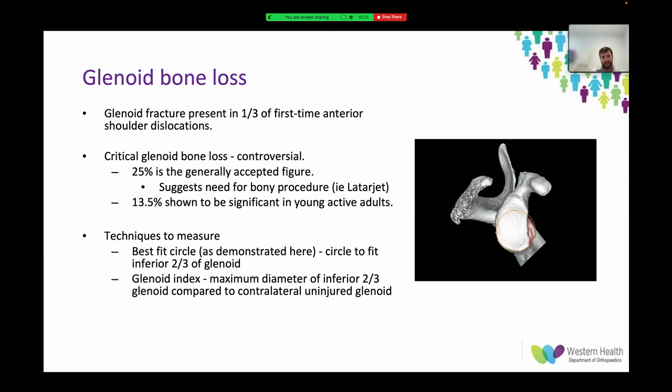The best way to measure it is this best fit circle, as demonstrated here. You draw a circle at the inferior end of the glenoid, in that inferior 2/3, and you can measure that diameter at its widest point. The glenoid index is another way you can do it, which is the maximum diameter of the inferior 2/3 compared to the contralateral uninjured glenoid, if you happen to have the scans from the other side.